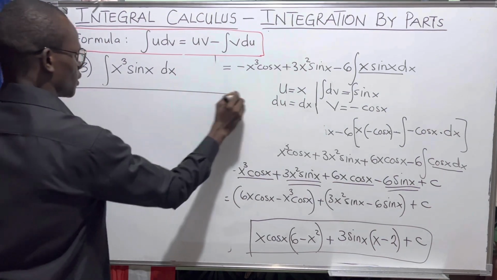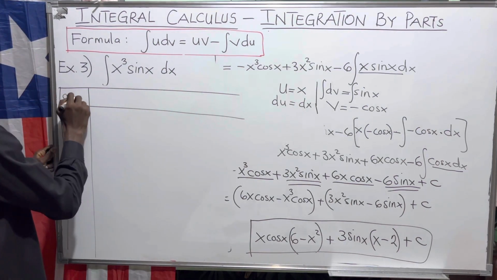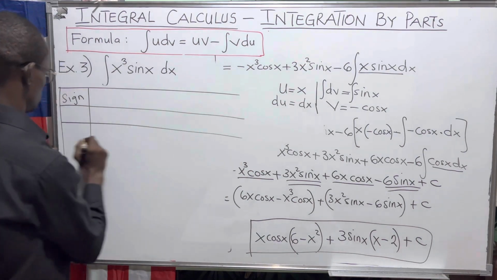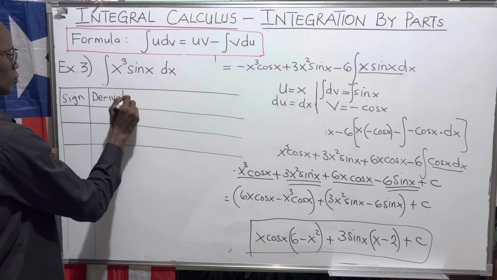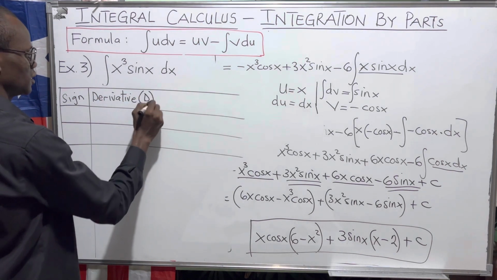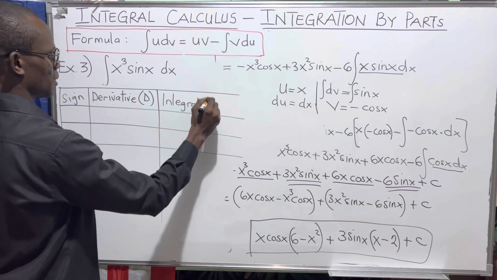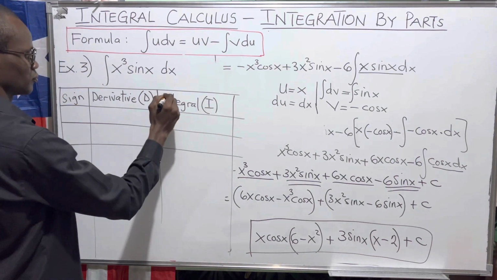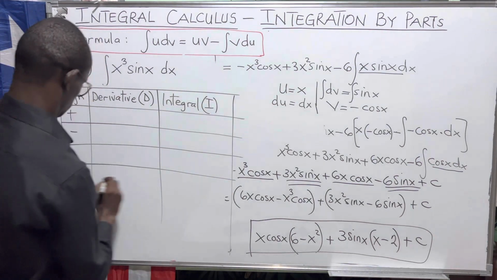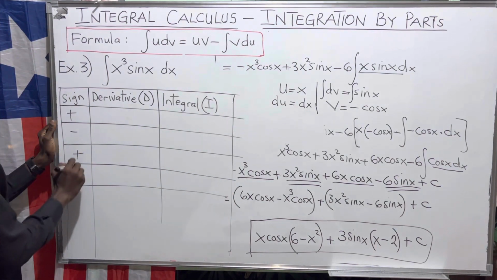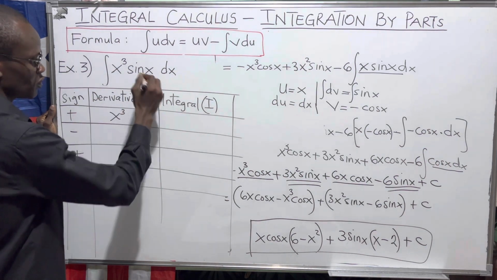So we draw our table. We have the sign in the first column, SIGN. And then this is derivative, so this is D. And then this is integral, this is I. Okay. So we put, this is positive, negative, positive, negative. So the portion we are differentiating is the x cubed, and the portion we're integrating is the sine of x.